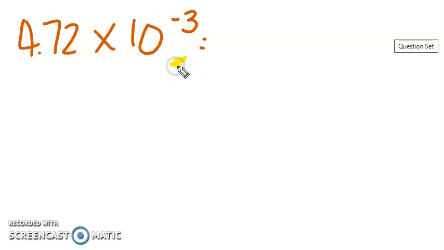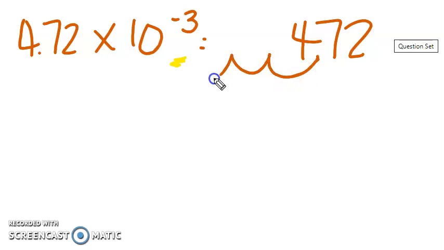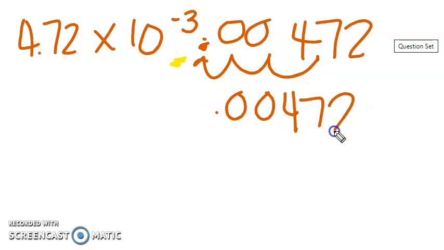So I know when my number is written in standard notation, that number needs to look like a smaller number, okay? And in order for it to look like a smaller number, my decimal needs to go to the left. If my decimal went to the right, the number would look bigger. So my decimal is going to go to the left, and how many times? 3 times. So we've got 472, our decimal is here, and we're going to go 1, 2, 3 to the left. So my new decimal is going to be right here, and I'm going to add in zeros. So my answer is 0.00472.